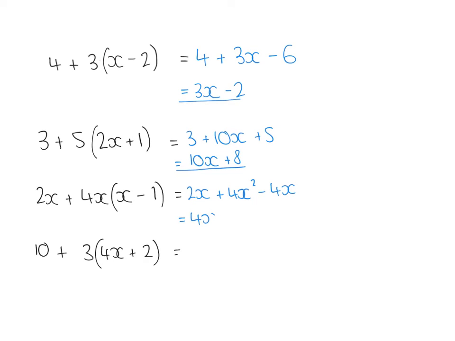We then simplify. The only x squareds is 4x squared. 2x minus 4x. We started with 2 and then we take away 4, so we get to minus 2. And then 10 plus 3 lots of 4x is 12x, and 3 lots of 2 is 6. Combine that all together, the only x is a 12x, and then we've got 16.